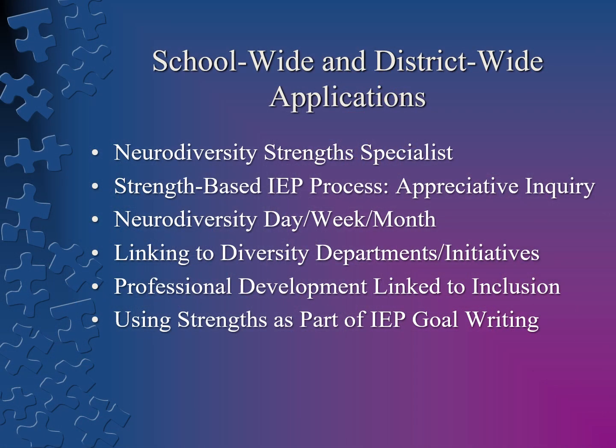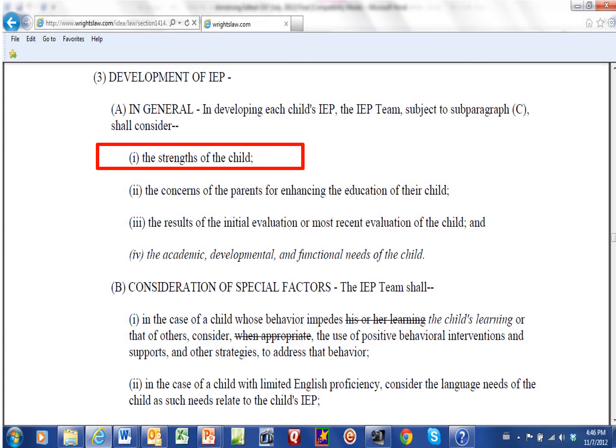Another way that we can apply neurodiversity to special ed, in I think a very dramatic way, is to build strengths into the IEP goal writing process. It's important to note that the federal law on developing an IEP says that in developing each child's IEP, the IEP team shall consider, number one, the strengths of the child. It's written into the law. A strength-based approach to special education is written into the law. That means not just that we should do it, but that we must do it.